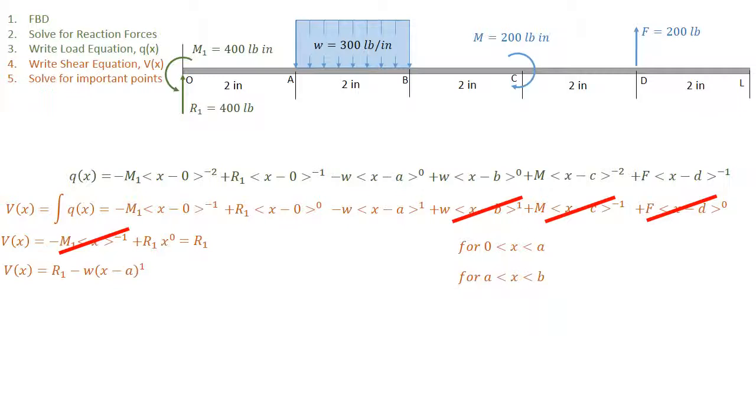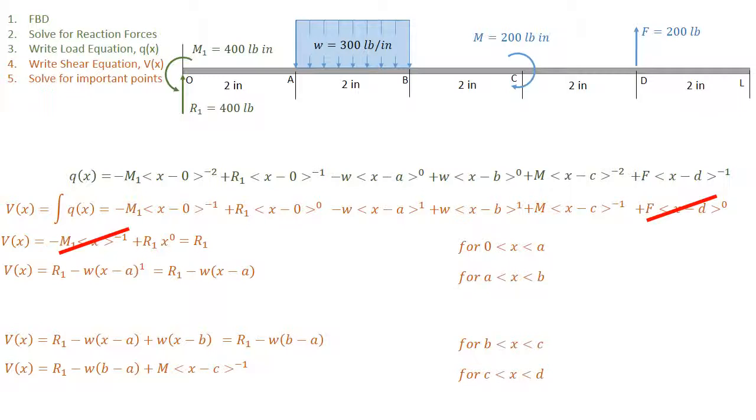From A to B, I now have a new term. This w step function is now active, and so it's now expressed as to the first power, and I have a linear equation here. From B to C, I now am turning on w, and now I'm turning on the counteraction to w, and if I solve for this, I'll realize the x's cancel, and I'm left with again a constant. Notice there's nothing here that has x in it.